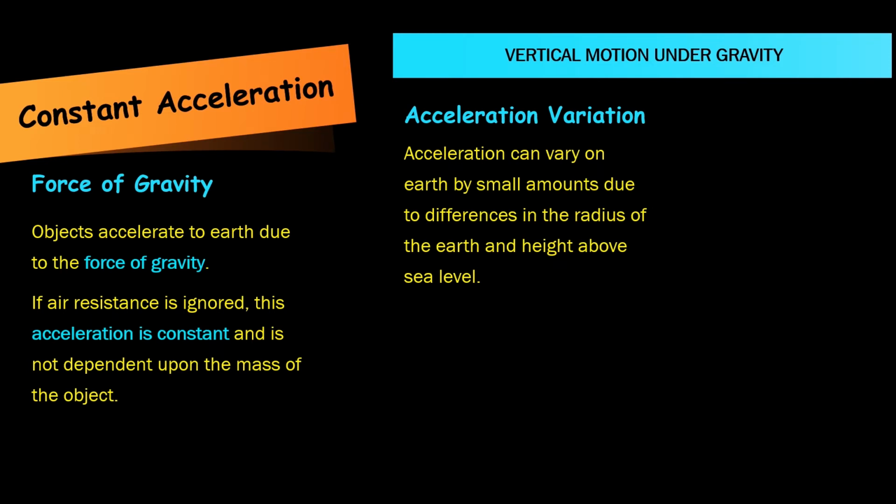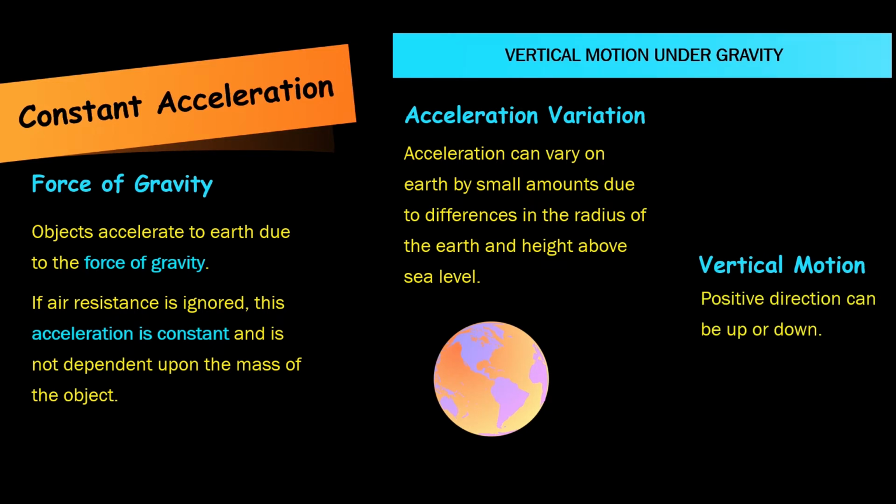Acceleration can vary on Earth by small amounts due to differences in the radius of the Earth and the height above sea level. The positive direction can be up or down.